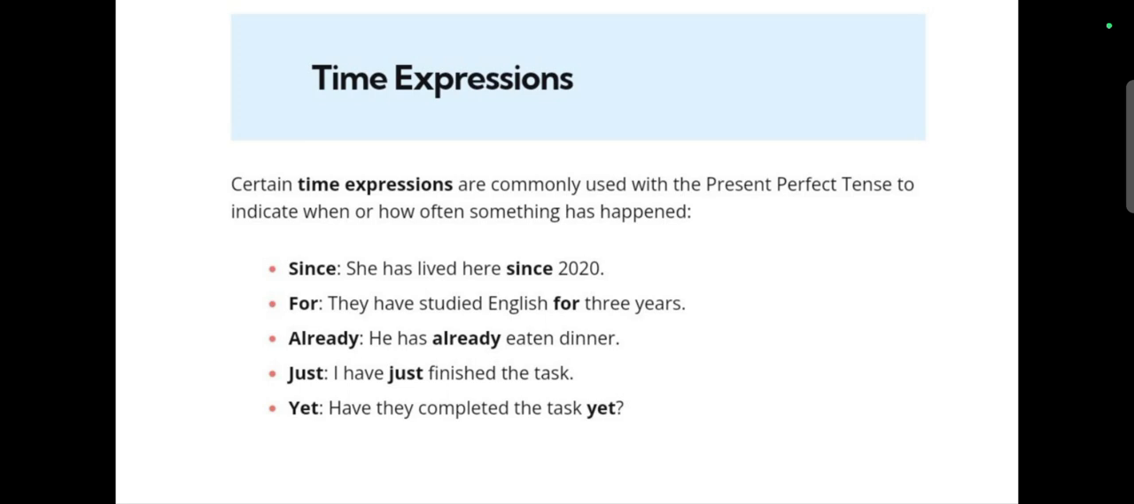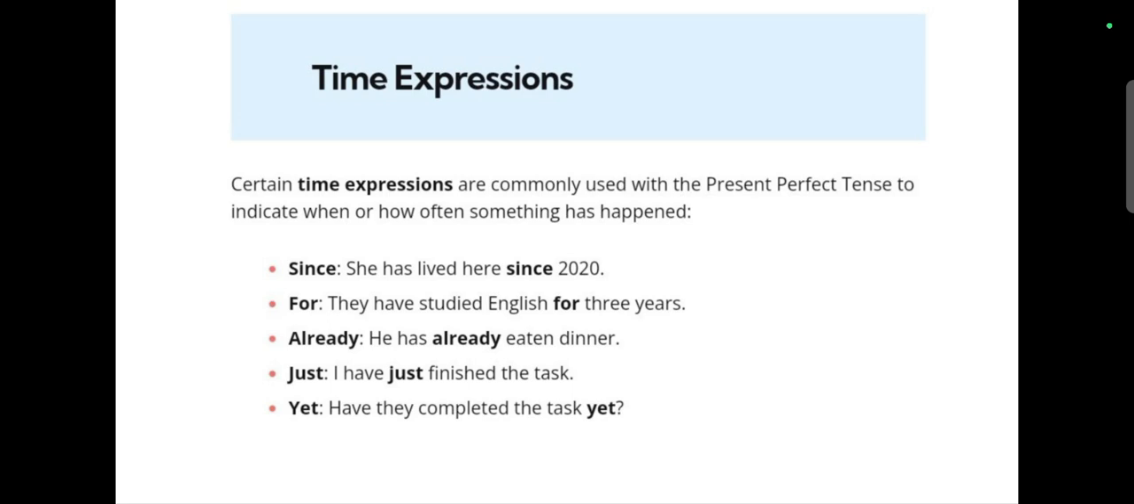So there are words for time expressions. First one is since. Specifically, we are using since in the present perfect tense. It doesn't matter whether it is present, future or past, we are using since with respect to perfect. For example, she has lived here since 2020.